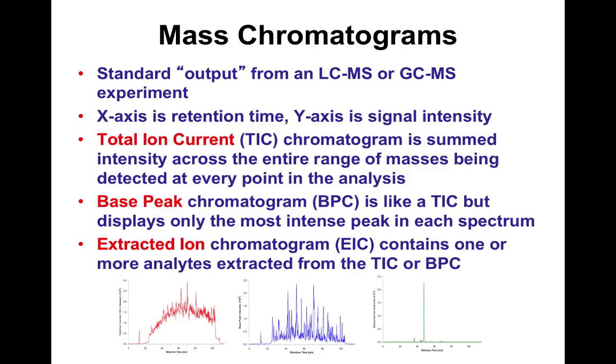So almost no one displays a total ion current chromatogram because it looks really messy. The most frequently used or displayed is the base peak chromatogram. It's only displaying the most intense peak from each spectrum. And then also when people get into fine detail, they'll show the extracted ion chromatogram, which just contains a single analyte and its mass spectra, which often may have just a single peak or a couple of peaks derived from some of its fragments.